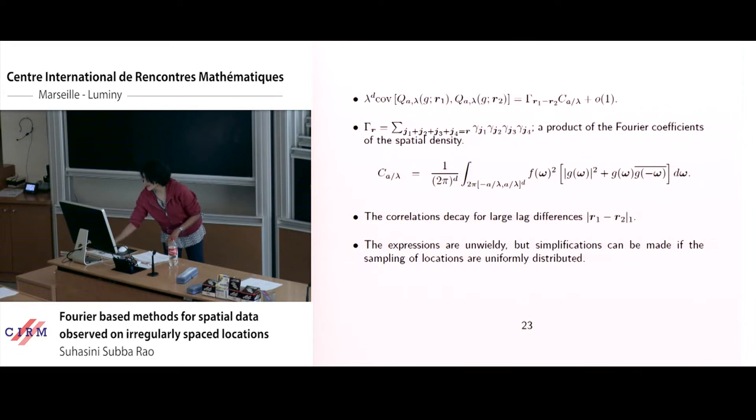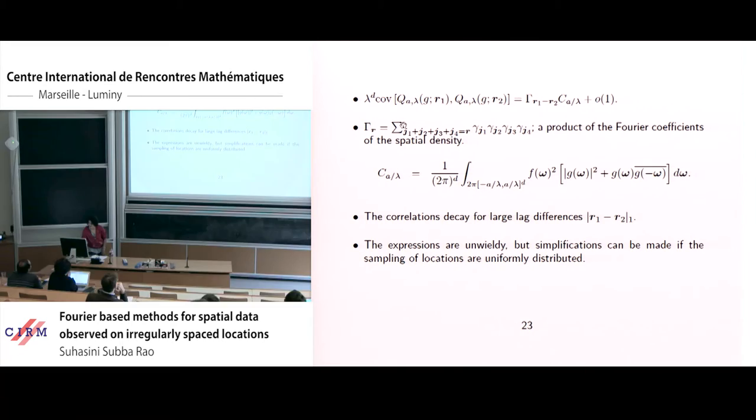Okay, now you might ask, what is this big gamma and what is this C over here? Well, big gamma, I told you, the location density plays a role in all this, and it's this thing over here. So sort of a third-order product between the Fourier coefficients and the spatial density. C is basically this functional of the spectral density squared. Remember, we're in the Gaussian setup, okay? So this kind of looks familiar.